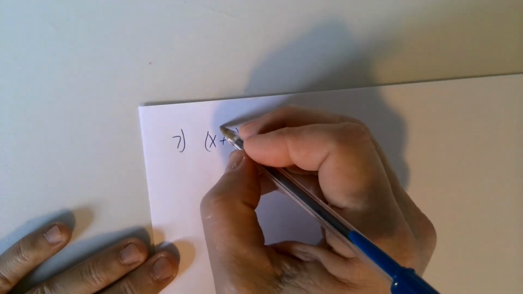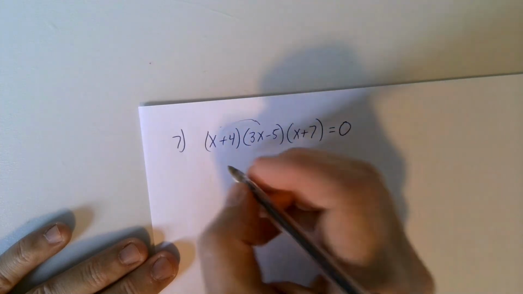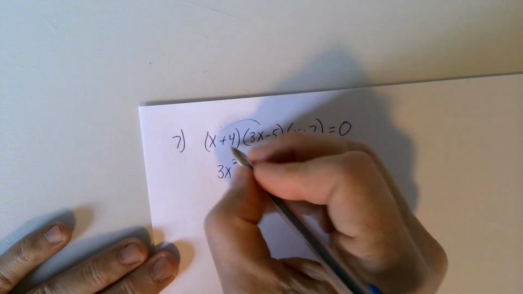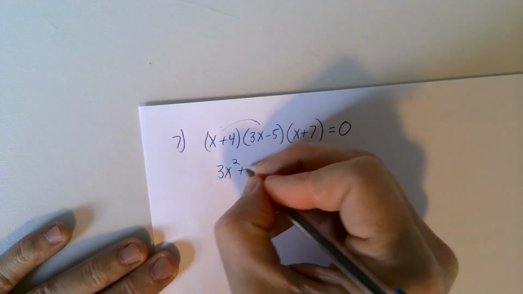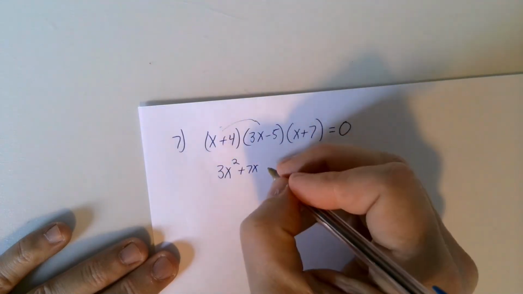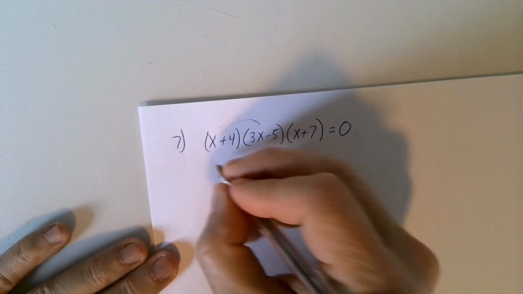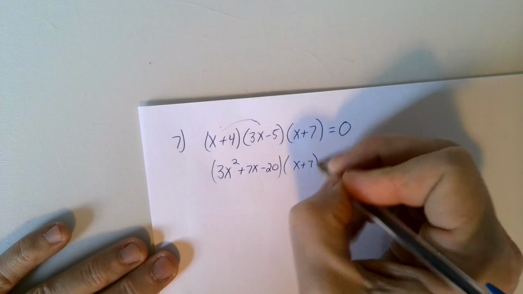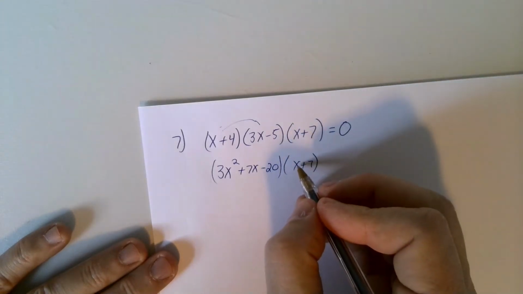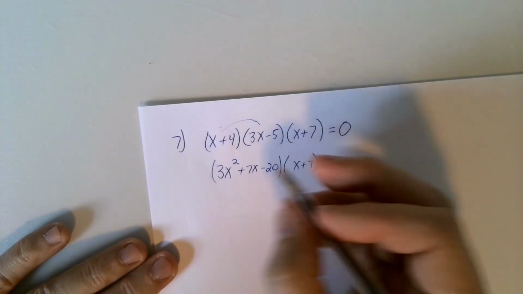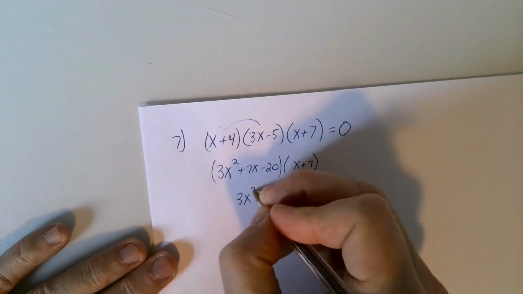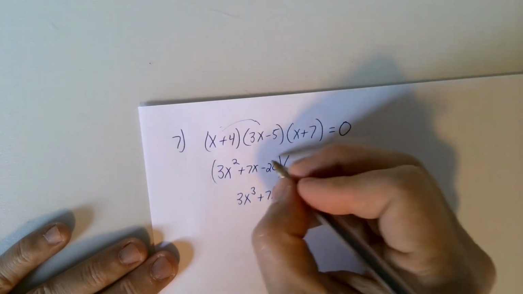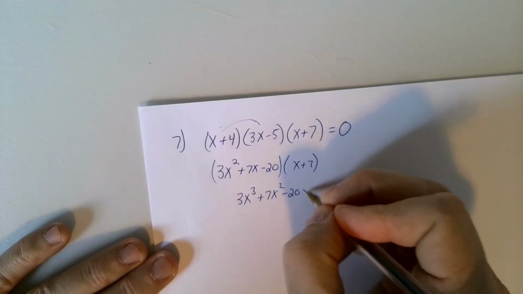I'm going to multiply these two together first. So 3x squared, plus 12x minus 5x is plus 7x, and then 4 times negative 5 is minus 20. Awesome. And then multiply by x plus 7, like this. Now I have to do distributive properties. So x times 3x squared is 3x cubed. x times 7x is plus 7x squared. And x times negative 20 is negative 20x.